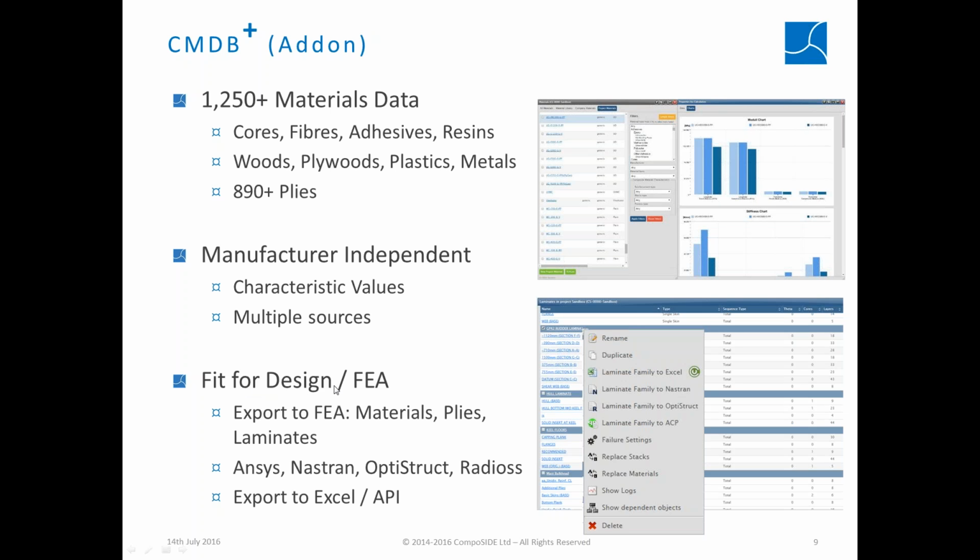It's important to note that all the materials are fit for design and FEA, so you have immediately at hand all the properties you need in order to perform your basic engineering calculations down to a detailed three-dimensional finite element analysis. You can directly export materials, plies, and laminates to external tools such as ANSYS, ACP, Nastran, OptiStruct, Radioss, but also export the data to Excel if you want to create your own reports or further processing, or directly connect through the API if you want to create an integration with some Python scripting, for example, with other tools you may have.